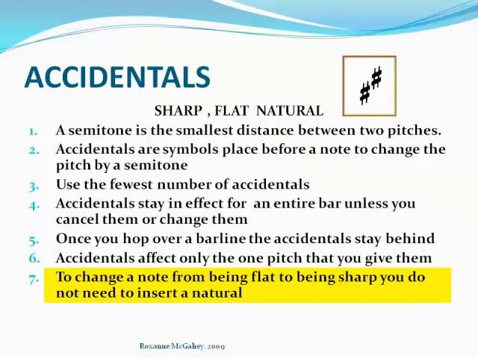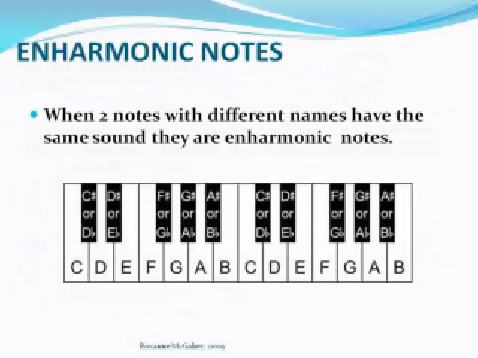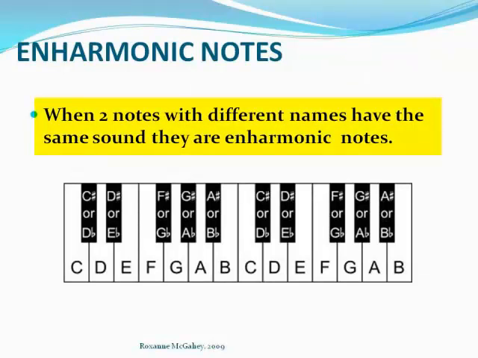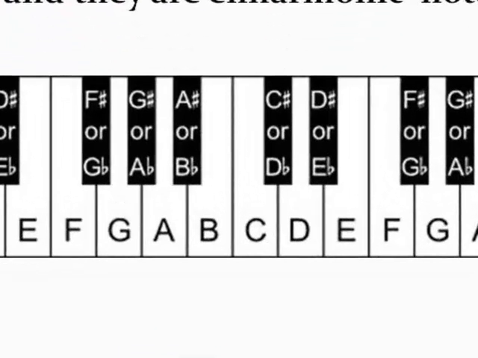Let's review what an enharmonic note is. The simplest way of describing enharmonic notes is that it's the same key with a different name. Remember, the black keys don't have names of their own. They have to borrow their names from the white keys. That means most black keys have two names. They can be either a sharp or a flat.